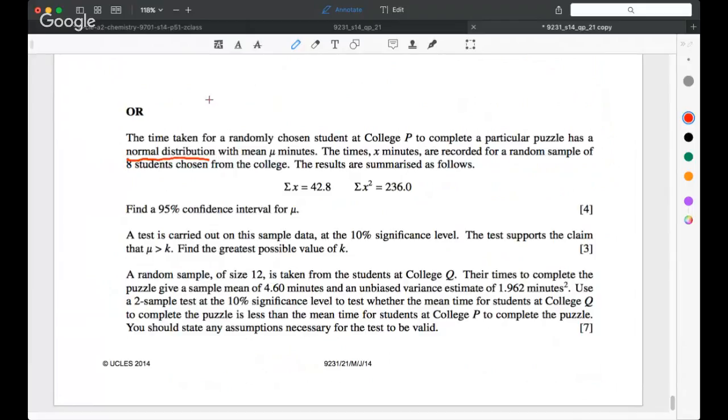Well, to start off with, we need to find the estimate of the population variance, SP squared, and that will be 236.0 minus 42.8 squared over 8. So this is just utilizing the data, and divided by 8 minus 1 to make it an unbiased estimate. And that will give us 1.113.